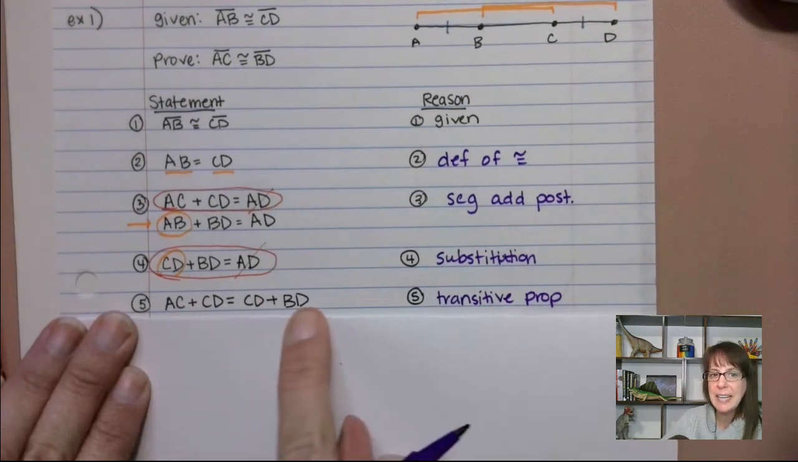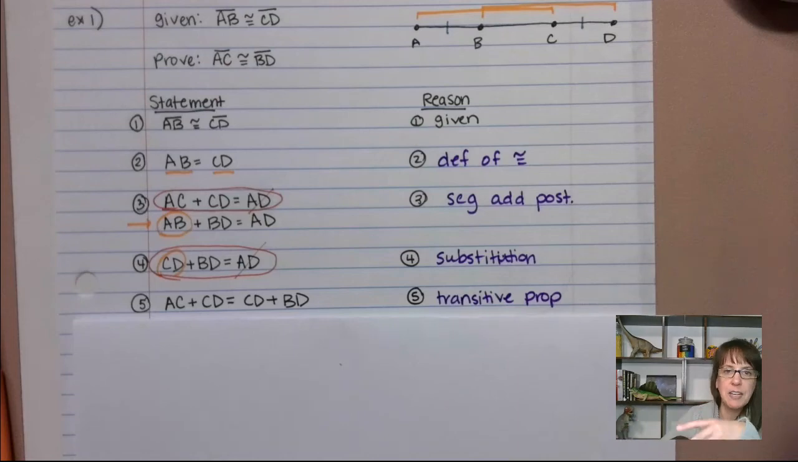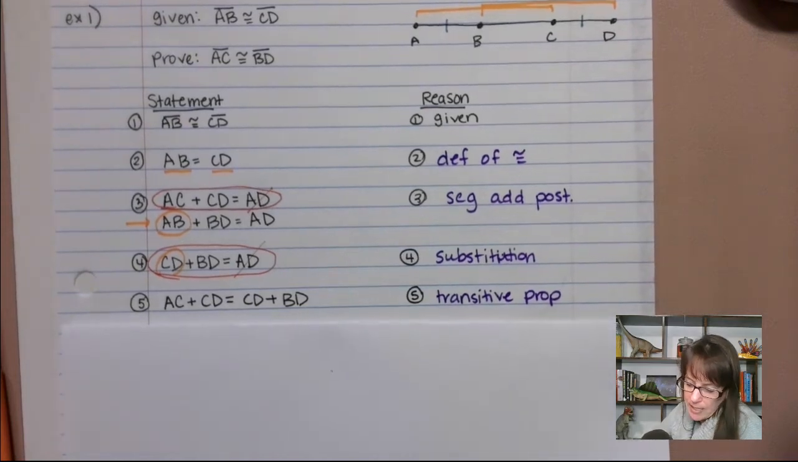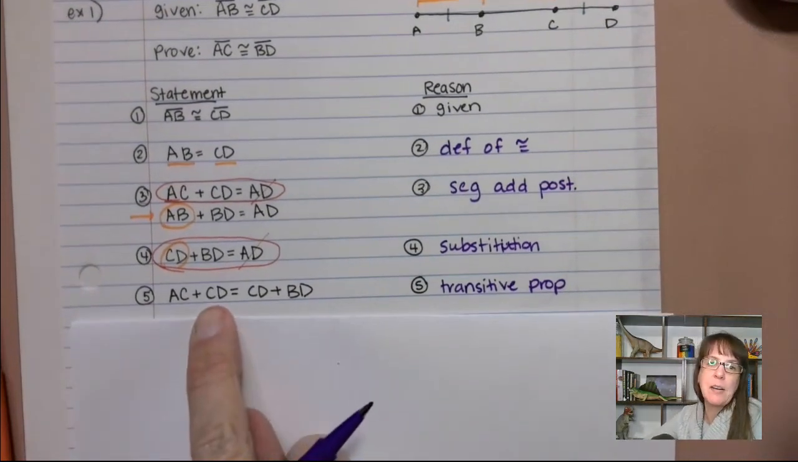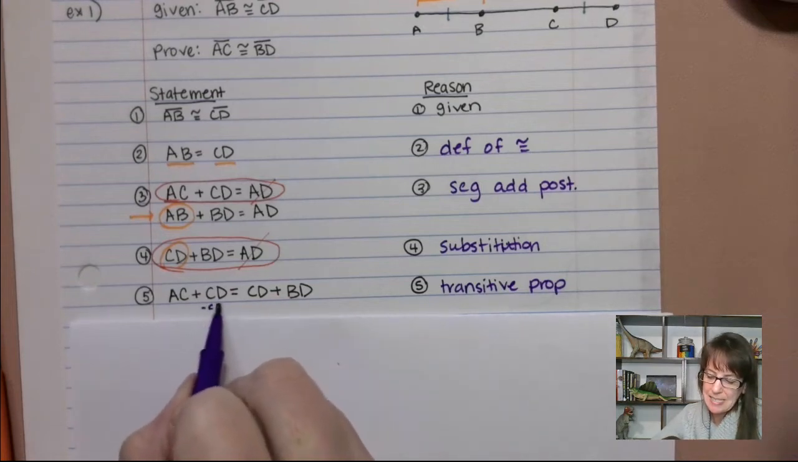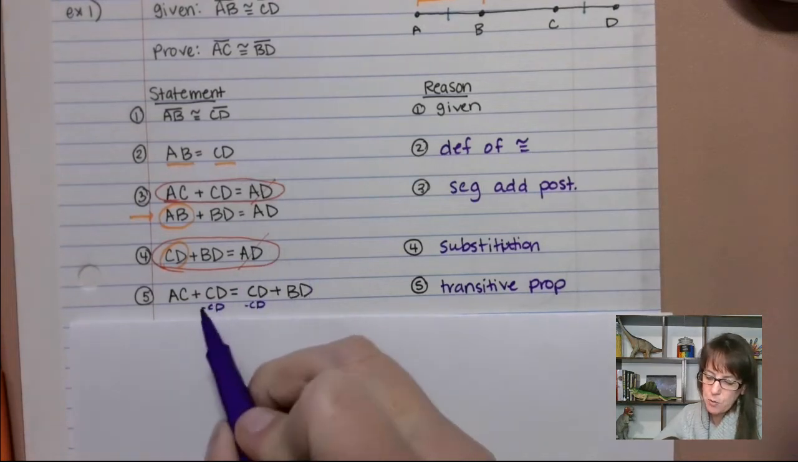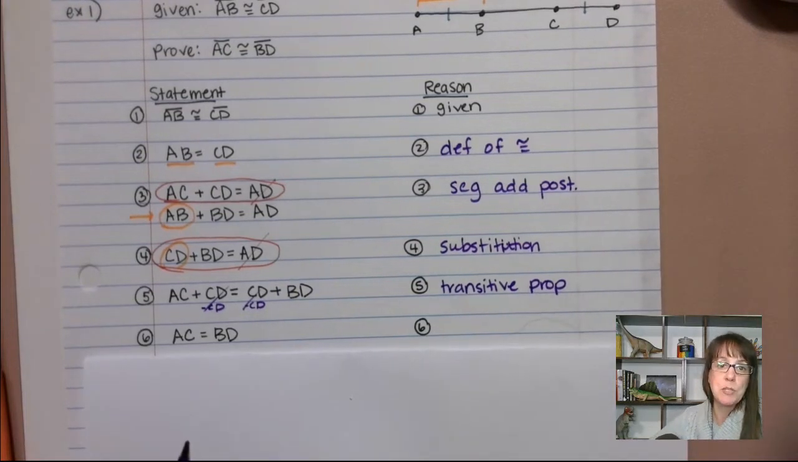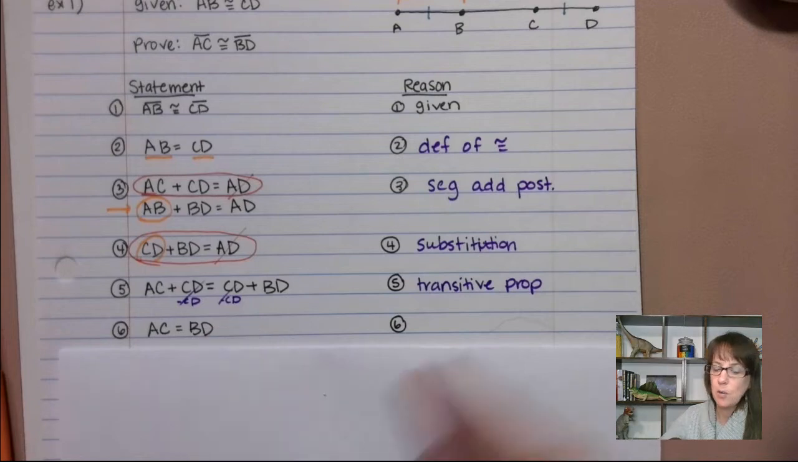Okay, so looking at this guy. After we've done our segment addition postulate and then our substitution, and written a new sentence, now looking at this, it looks like we can get rid of that CD on both sides by subtracting CD from both sides. If we subtract CD, it goes away and we're left with AC equals BD. All that we did there was subtraction.